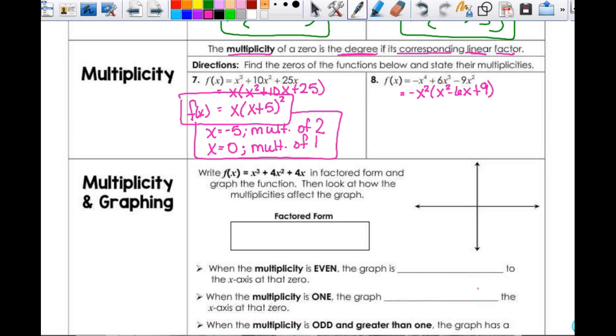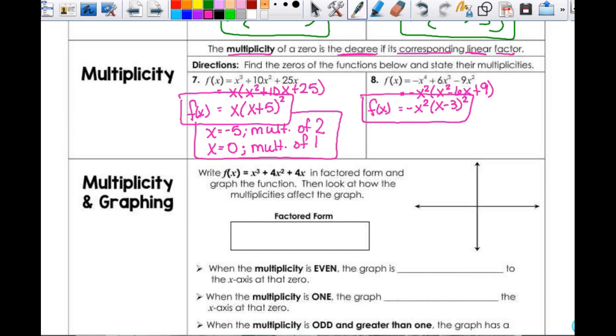And so then here, again, I can factor this like I factor everything else, but if a is 1, if I take half of this, that's 3, and square it, I get 9. It's a perfect square trinomial, so negative x squared times x minus 3 squared. That is f of x. Okay, so that is my factored form.